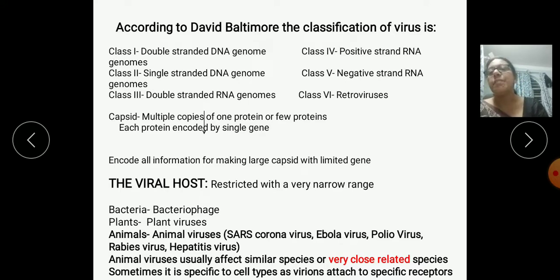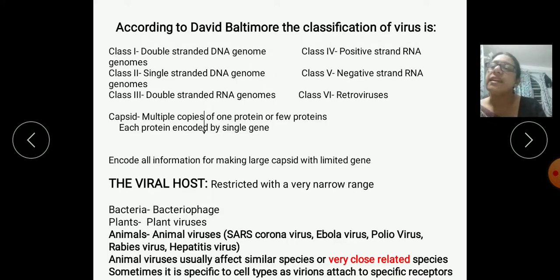Coming back to the capsid, we said it is made up of protein. But how many proteins are there? It has been found to be either one protein or very few proteins, but multiple copies of the proteins are there and each protein is encoded by a single gene. And it has been found that those limited genes are capable of forming a large capsid.